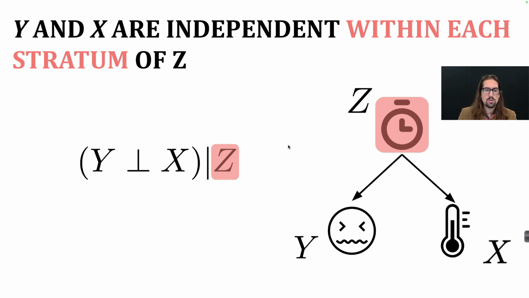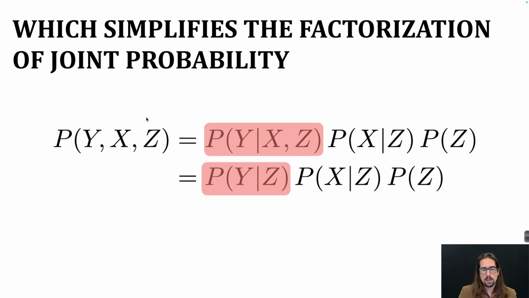Within each stratum of z, we have that y and x are independent, where the independence of y and x is just the standard definition that we are already familiar with: knowing x doesn't give us any information on y. It's just that now, knowing x doesn't give us any information on y as long as we already know z. If we don't know z, they may not be independent, because knowing x could tell us something about z, and then z therefore tells us something about y. But if we already know z, then these things are independent.